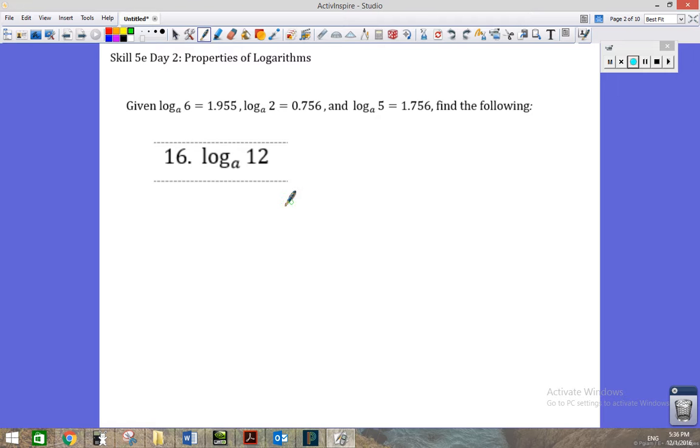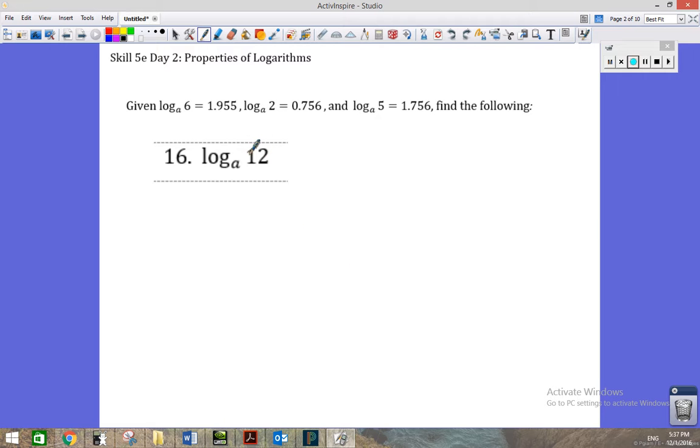So here they give me that log base a of 6 is approximately equal to 1.955. Log base a of 2 is approximately equal to this number. Log base a of 5 is approximate to that, to 3 decimals. So it wants me to use these approximations to approximate log base a of 12. But it also expects me to know the properties of logarithms.